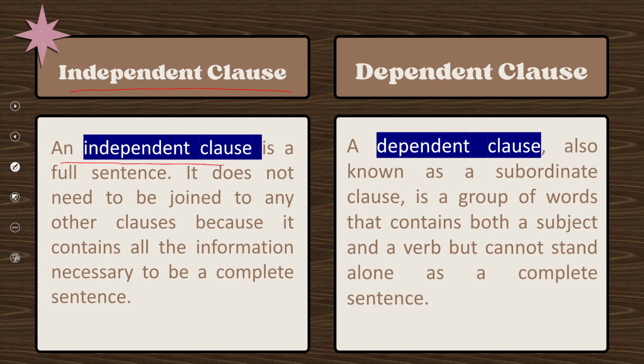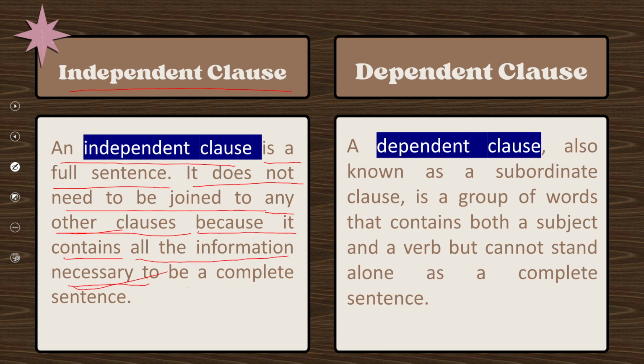An independent clause is a full sentence. It does not need to be joined to any other clauses because it contains all the information necessary to be a complete sentence. This is why we call it independent, because it does not need any clause to make sense.